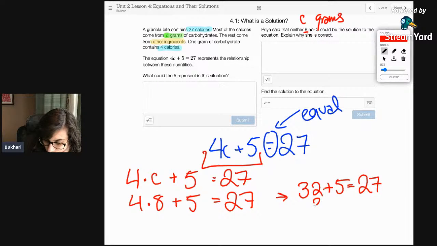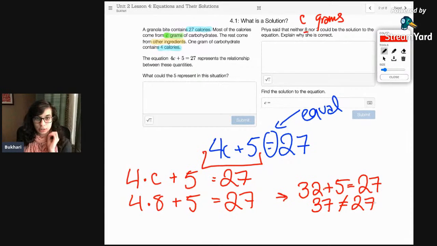32 plus 5 gives me 37, which is not equal to 27. So I know that that is not a solution to my equation. I have 37, which is all the way down here, and I have a 27 here, right? They're in balance with each other. My equations have to be equal, literally equal.